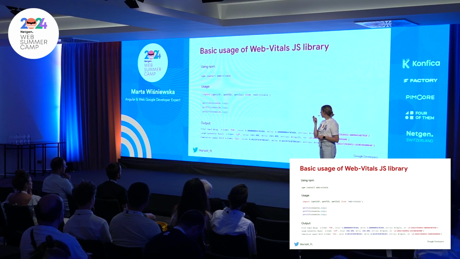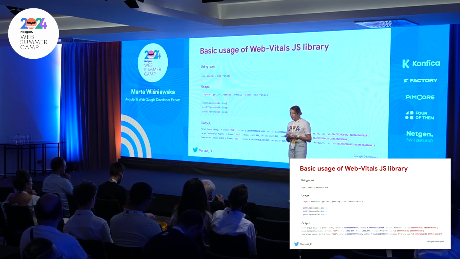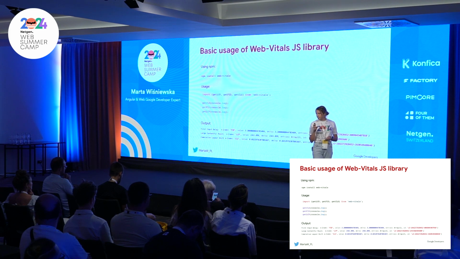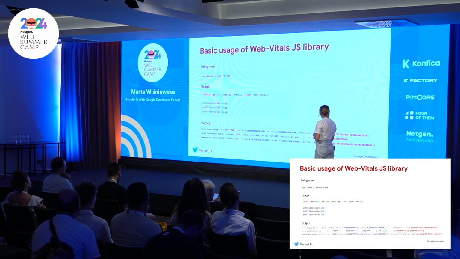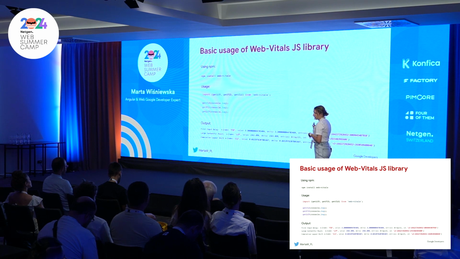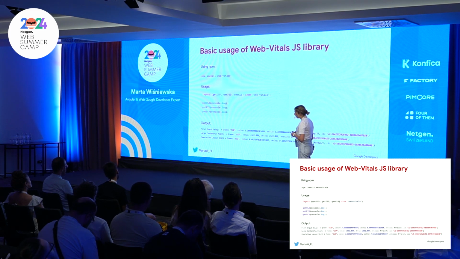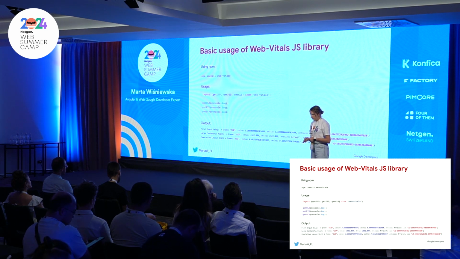And the basic usage is like this. We install, and we have ready methods, and below you can see the output, so the model of these metrics. You can see that there is name, value, and delta value, but it's also nice to know that in the entries you can find exactly which entries are causing the measurements for this metric. So it can also allow you to debug the pain points in your app that are causing these measurements and issues.